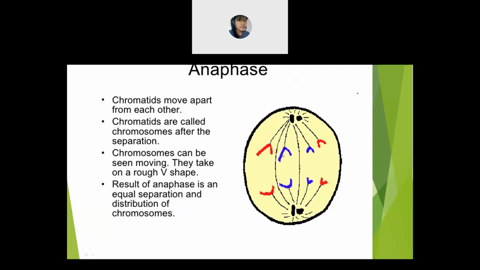And they will both be equal. Equal means 1 2 1 2 1 2 1 2 1 2 1 2. Okay, did you understand anaphase? Shall we move to the next phase? Yes, ma'am. Okay.